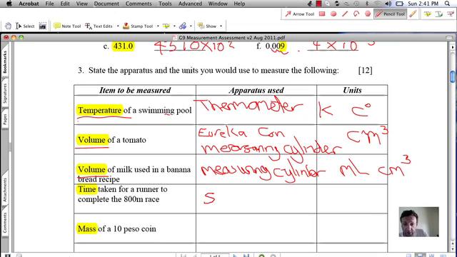Time. What do you think you're going to measure time with? You're going to measure with a stopwatch. Unit, seconds. Not minutes, that's nonsense, not hours, seconds is the SI unit. That's what we should be measuring it with.